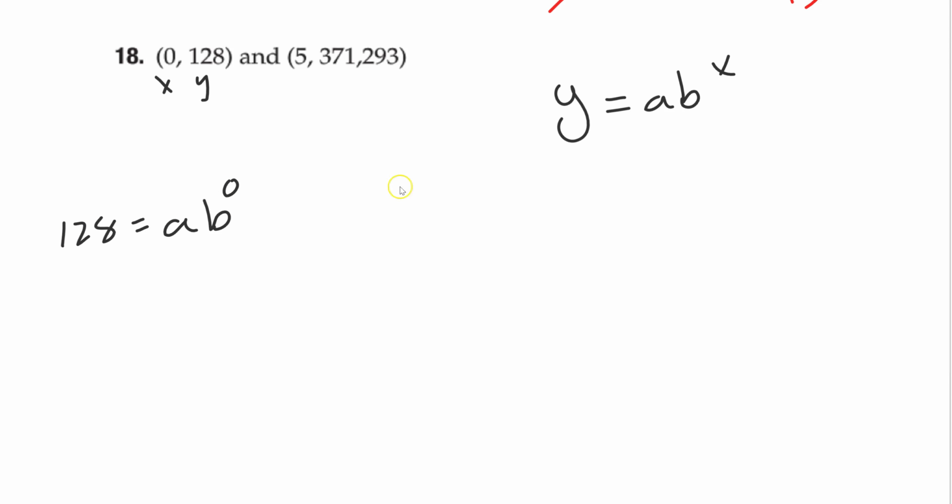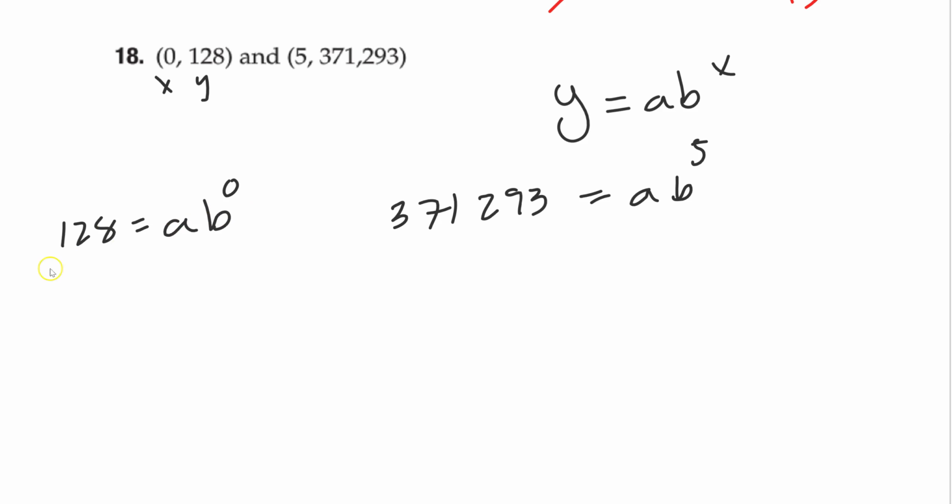Let's do one more to make sure we got this. This one looks a lot scarier because the numbers are huge, but it's going to work the exact same way. Let's plug them in, x and y. So in this case I have 128 equals ab to the 0. And over here I have 371,293 equals ab to the 5th power.